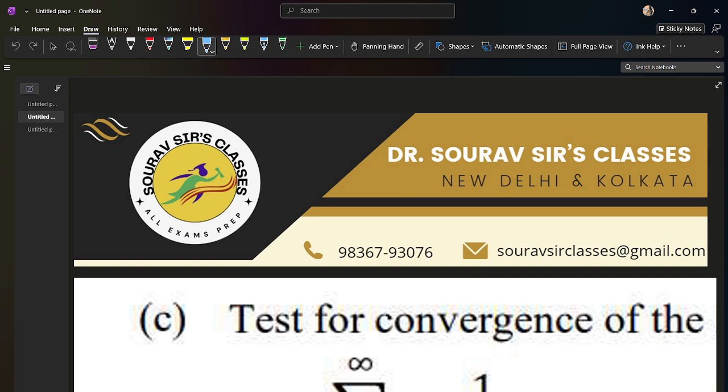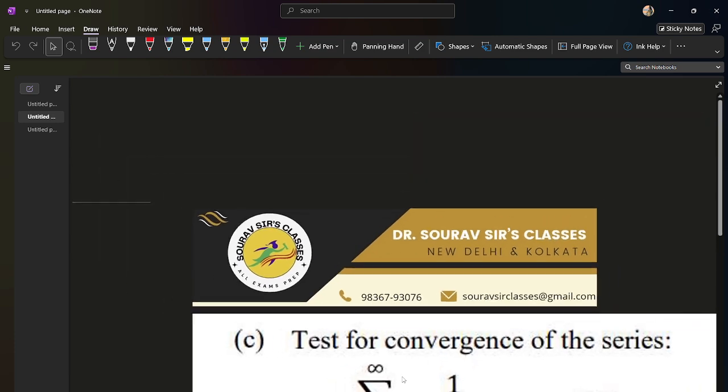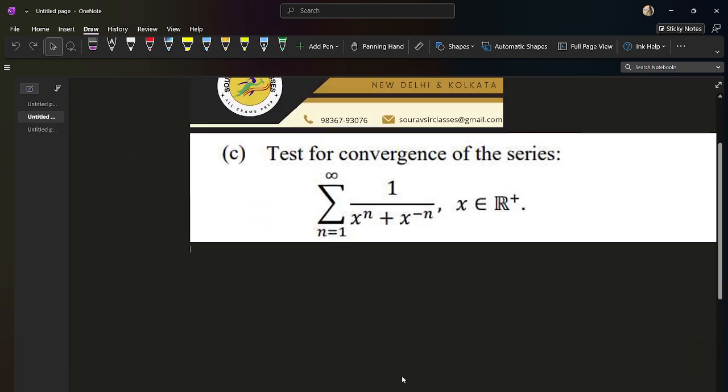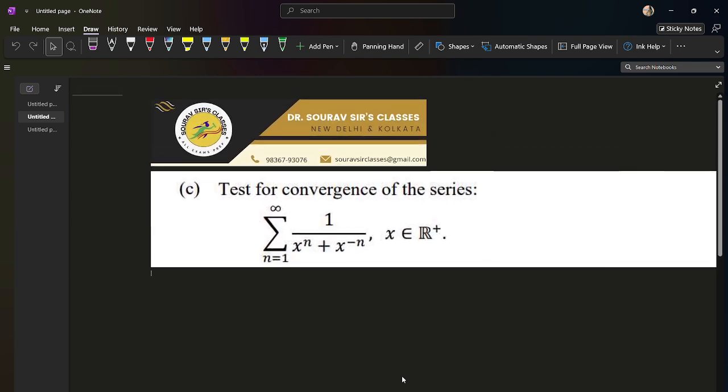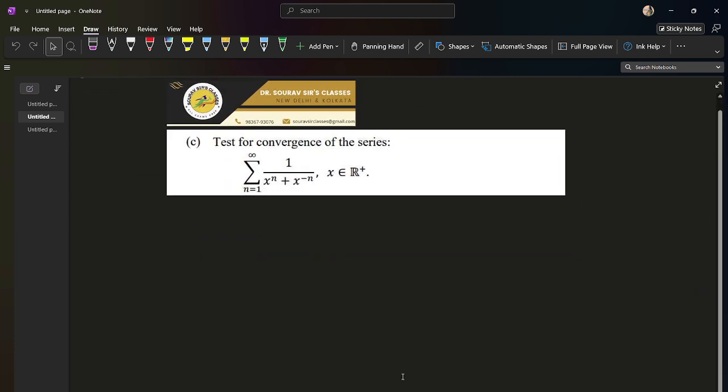So now we are going to see the question. The question appeared in ISI M.Tech QROR in the previous year. The question is asking about the convergence of the given series, the summation n equals 1 to infinity of 1 by x to the power n plus x to the power minus n, where x is a positive real number. That means the given series is this.